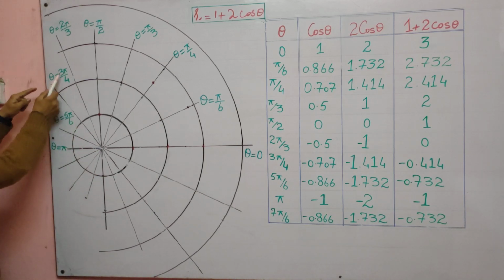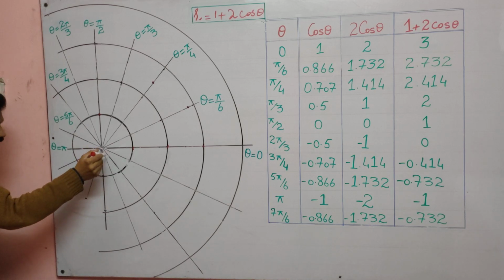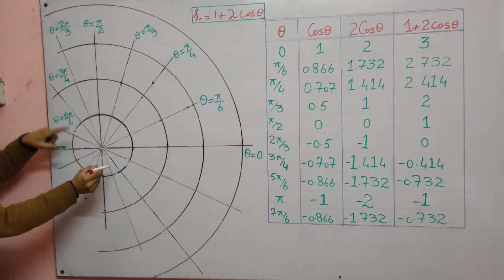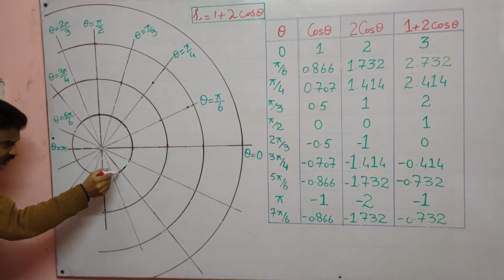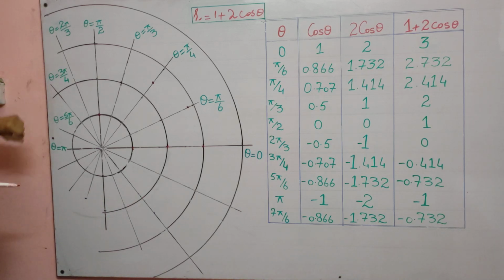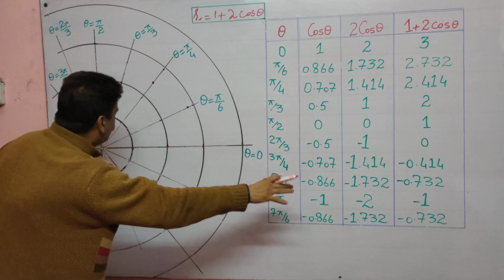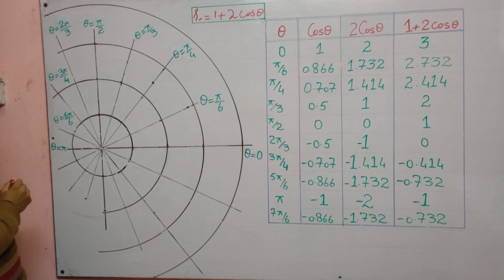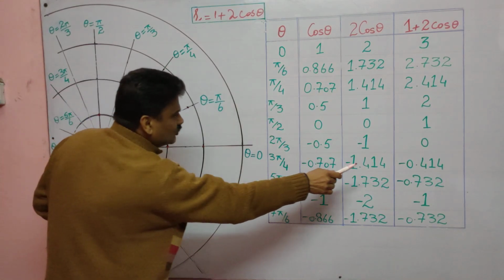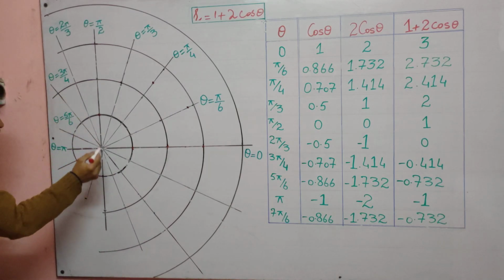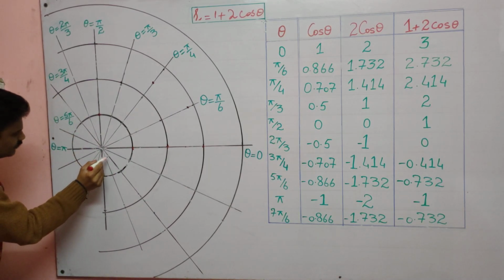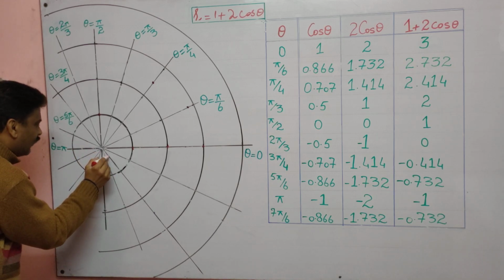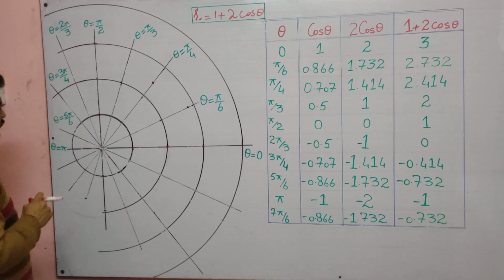The opposite direction of theta is 3 pi by 4 is this direction. We should take the negative value of r on this line. This is the line which is the direction opposite to theta is 3 pi by 4, and when the value of r is negative, we should take the negative value of r on this line. And this negative value is 0.414. We should take negative value of r 0.414. Here is the negative value of r, which is 0.414.